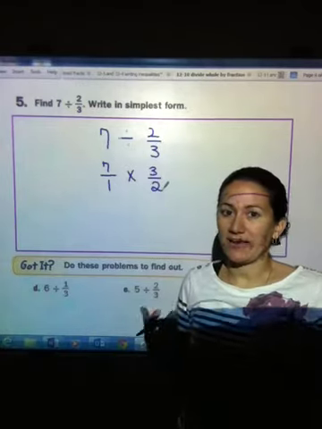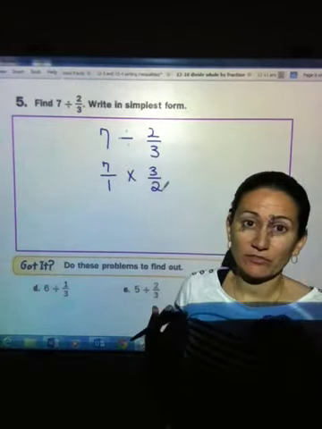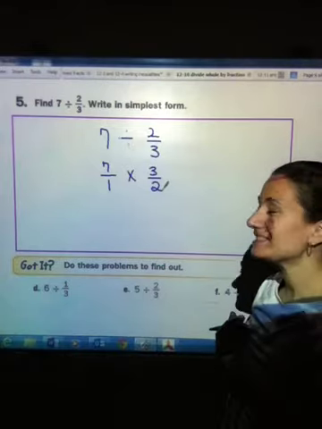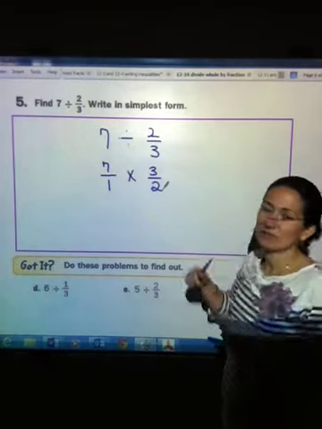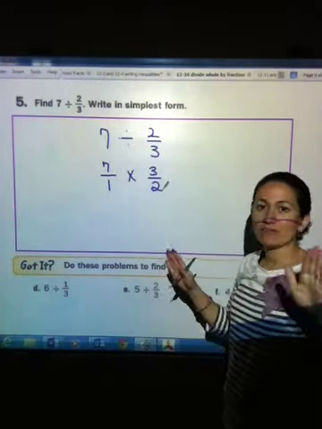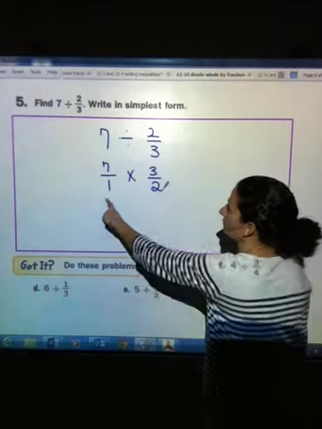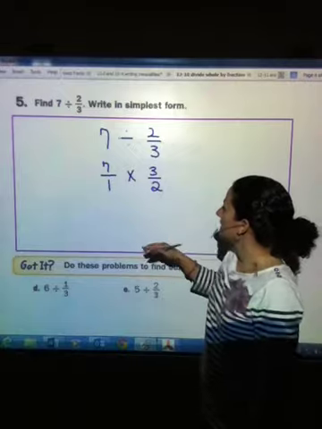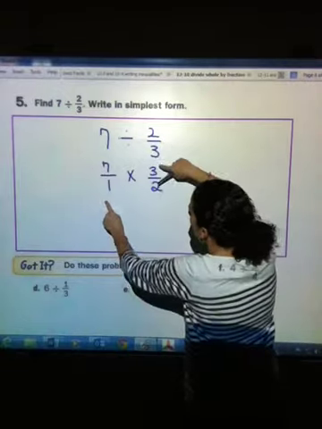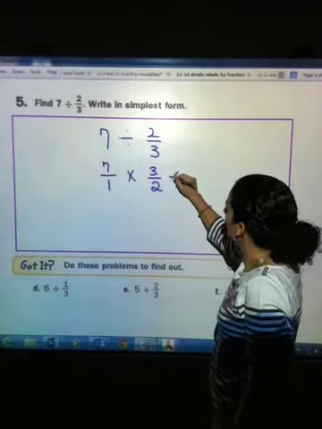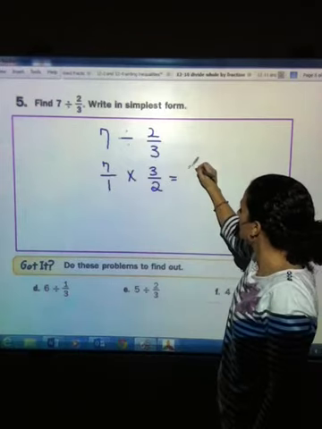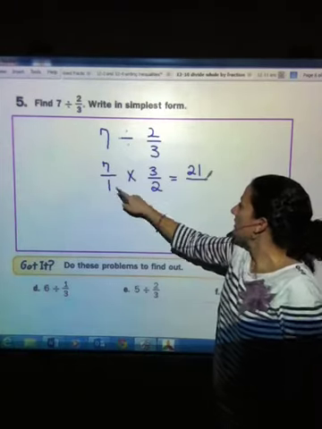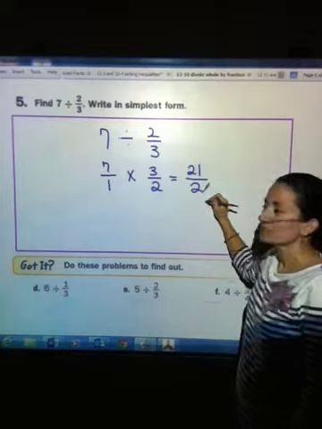One of the common errors is students will flip the first fraction instead of flipping the second fraction. You only ever flip the second fraction. You never flip the first fraction. So now I multiply as usual. I cannot cross simplify here. So 7 times 3 is 21. 1 times 2 is 2.